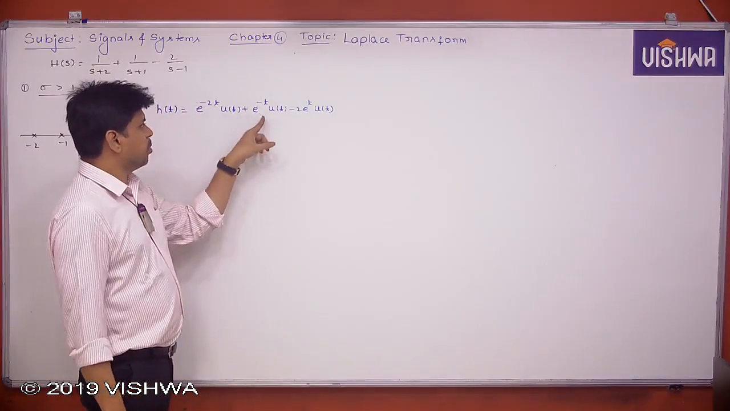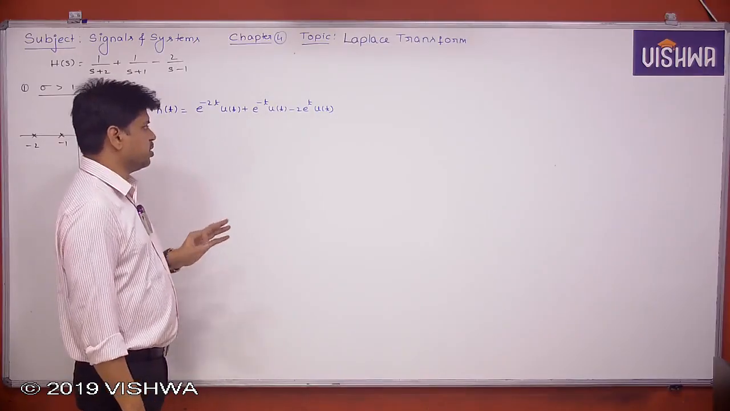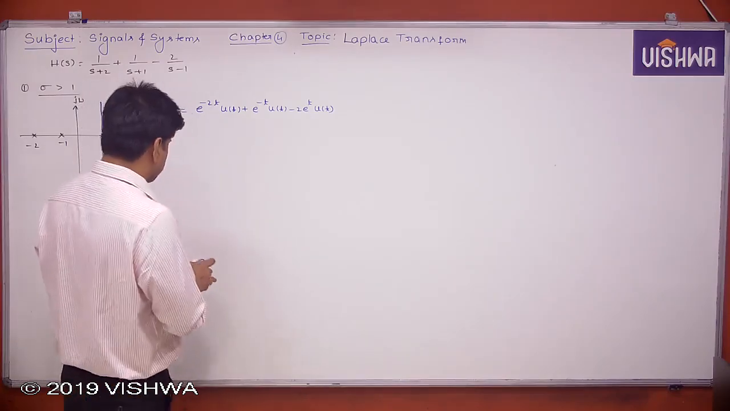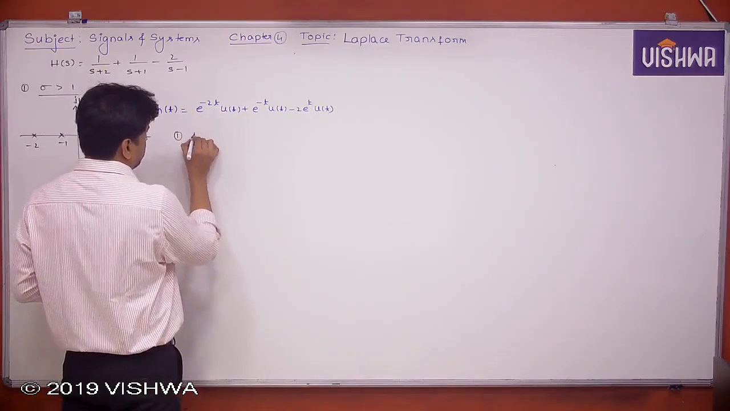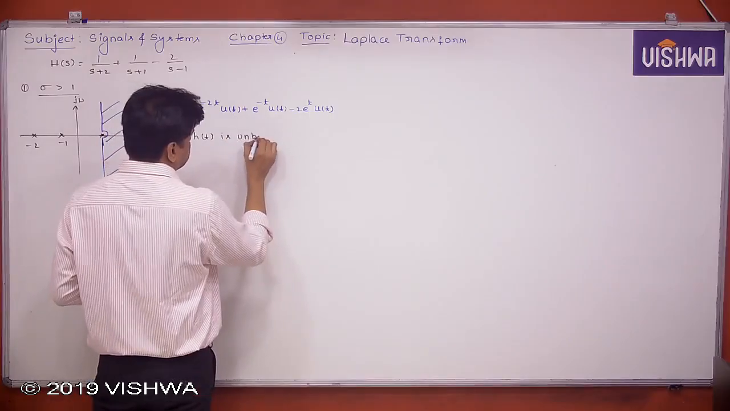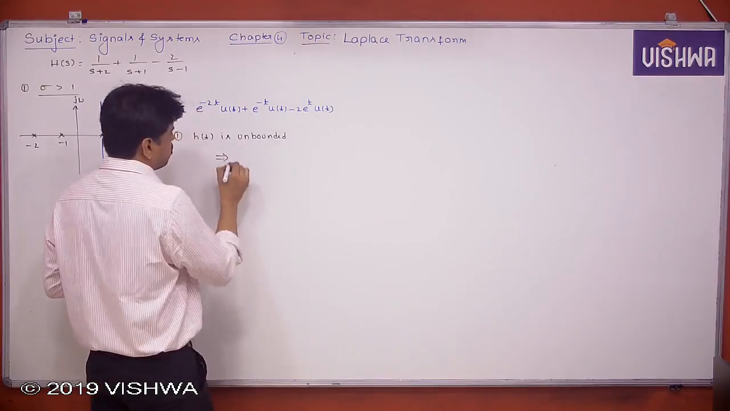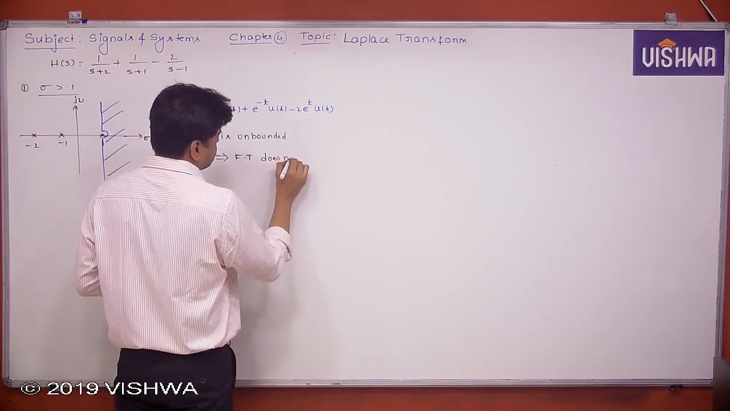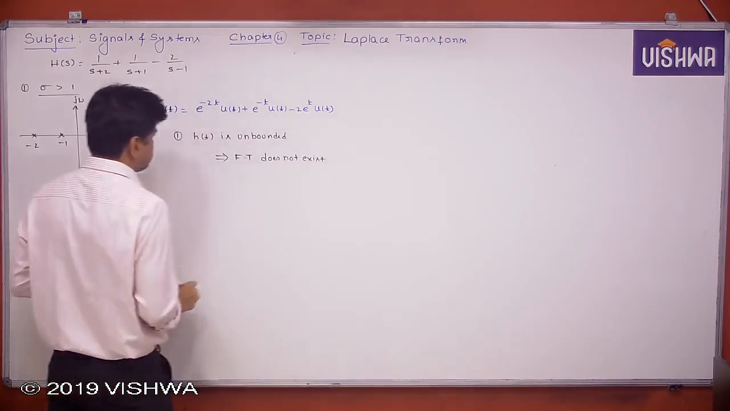So let's see. Bounded, bounded, unbounded. Because the signal is unbounded, we can simply say Fourier transform does not exist. So first, writing this one: h of t is unbounded. That implies Fourier transform does not exist.